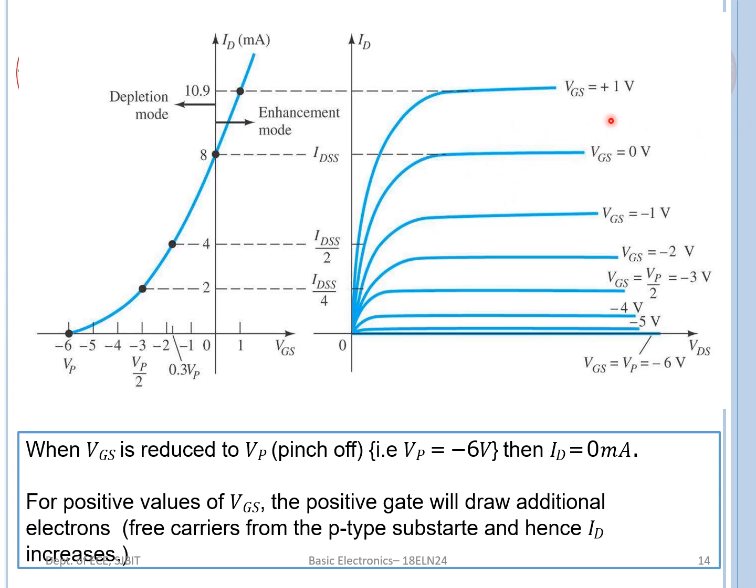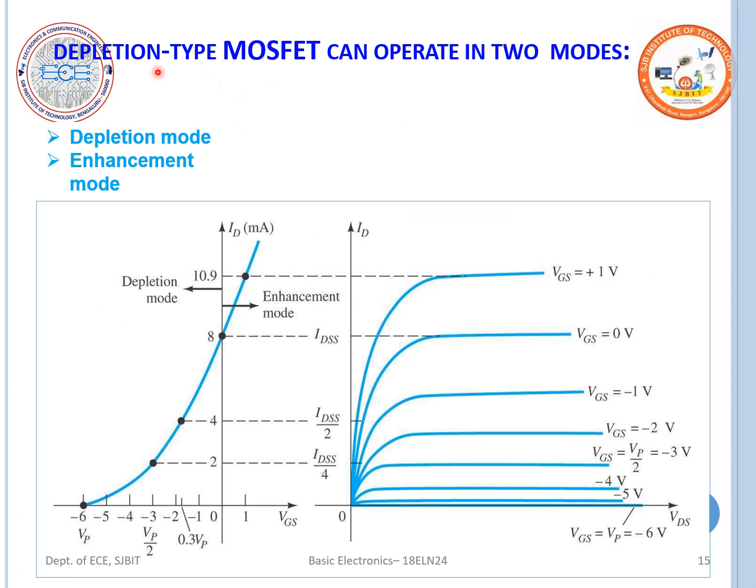So depletion type MOSFET can act as both depletion type as well as enhancement type. So this is the characteristic curve. As and when the VGS becomes positive, I can say my depletion kind of MOSFET is going to act as an enhancement type. So depletion type MOSFET can operate in two modes.